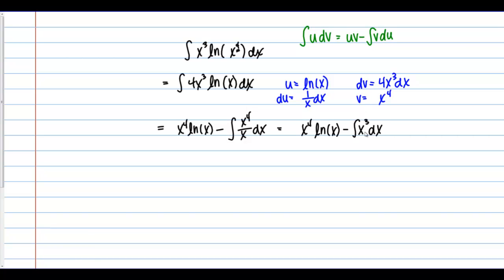So it looks like our choices actually worked out really well in this case, because I've ended up with the integral of x cubed dx, which is really simple to evaluate. If I finish this out, I've got x to the 4th times the natural log of x, minus, and then this will give me 1/4 x to the 4th, plus c.